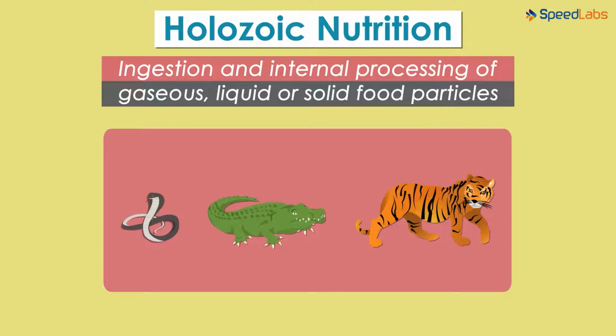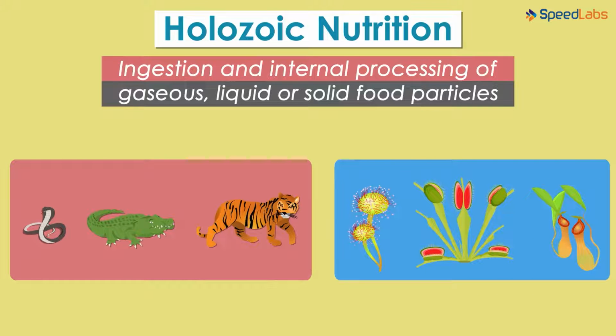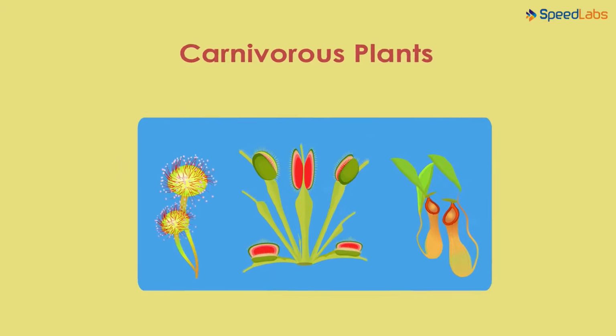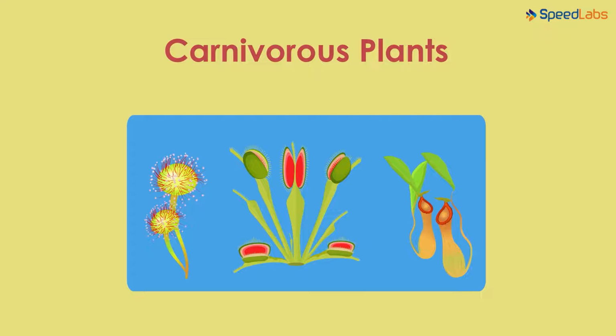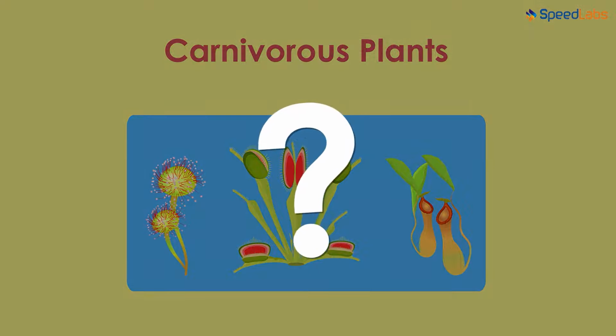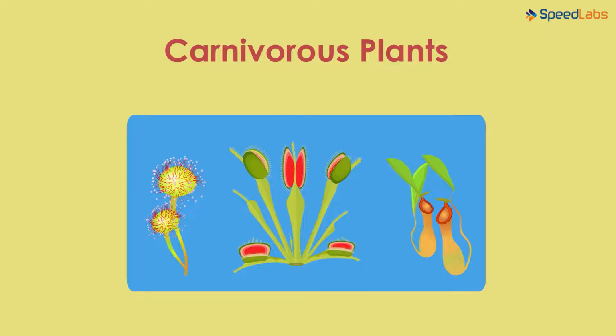But astonishingly, some plants also exhibit this mode of nutrition. Yes, we have come across a few examples of carnivorous plants. Do we really mean that these plants obtain their food in the way carnivorous animals do? Not exactly, but they do feed on other small animals like insects for their food. These plants capture, kill, and digest small animals.